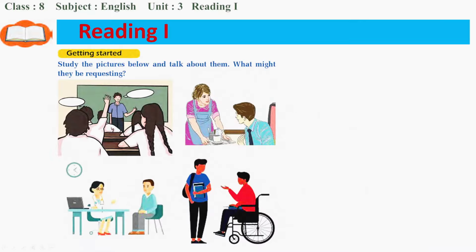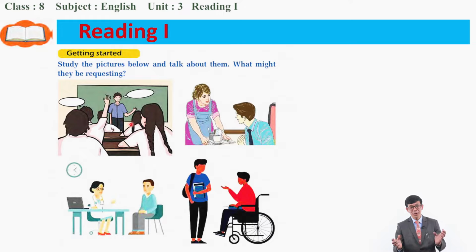Here we go to the getting started section of the reading lesson. You can look at the pictures and talk about them. You can simply guess what they might be requesting in the given pictures. Just look at these pictures and make a guess what they might be doing. Look at the first picture. Just make a guess.